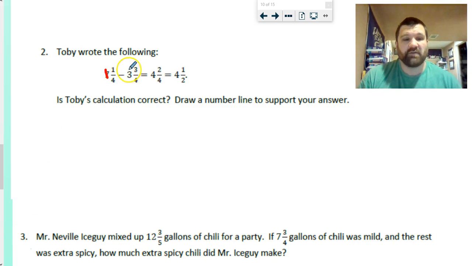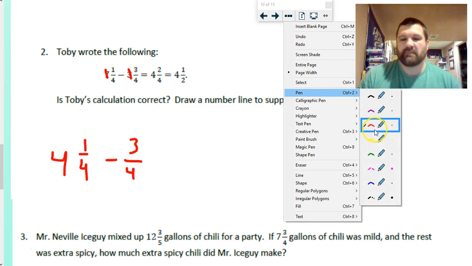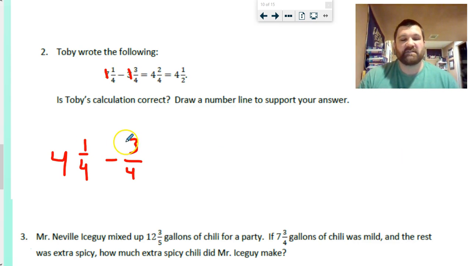If we look at it, we do the method we've been working on. 7 minus 3 is 4. Right? We have 4 1/4. Take away 3/4. Do you see what he did? He kind of took our 3/4 and our 1/4 and he switched them. You can't do that, can you? Bad, Toby.